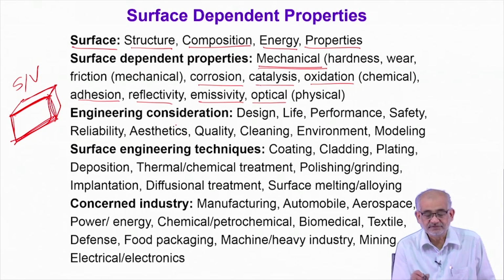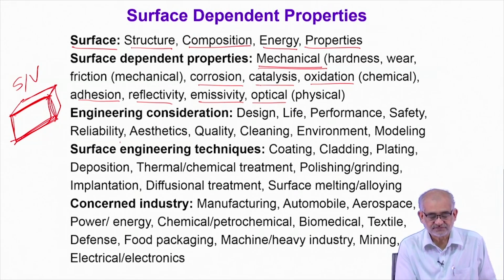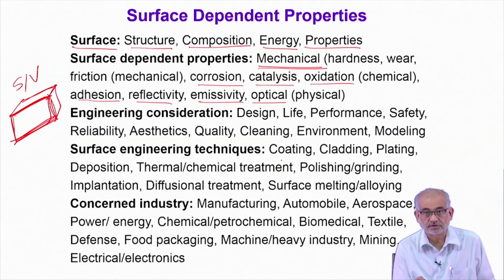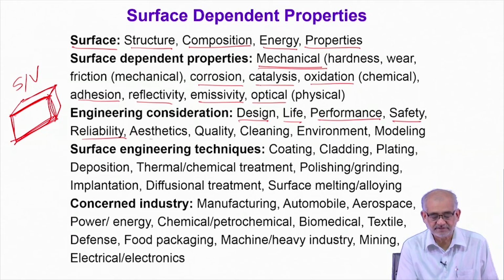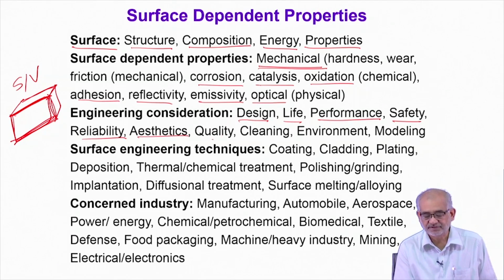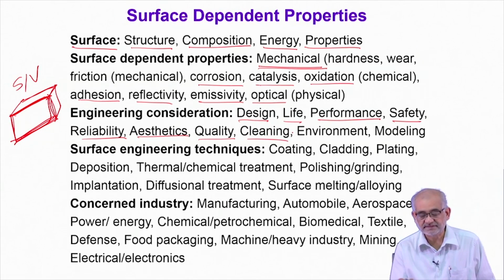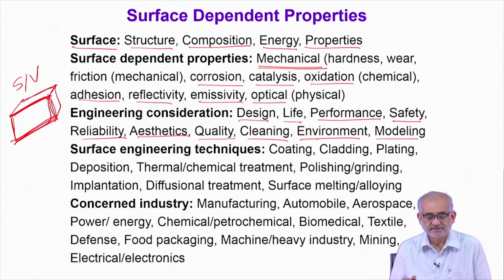We need to talk about surface dependent properties for various surface engineering considerations, or in general engineering considerations. So surfaces are important for various engineering considerations, be it design or life prediction or assessment, or the performance properties, safety of the component, its reliability, the aesthetics, the look, appearance, the quality, the cleaning properties, environment and environmental interaction, and obviously a bit of modeling exercises.